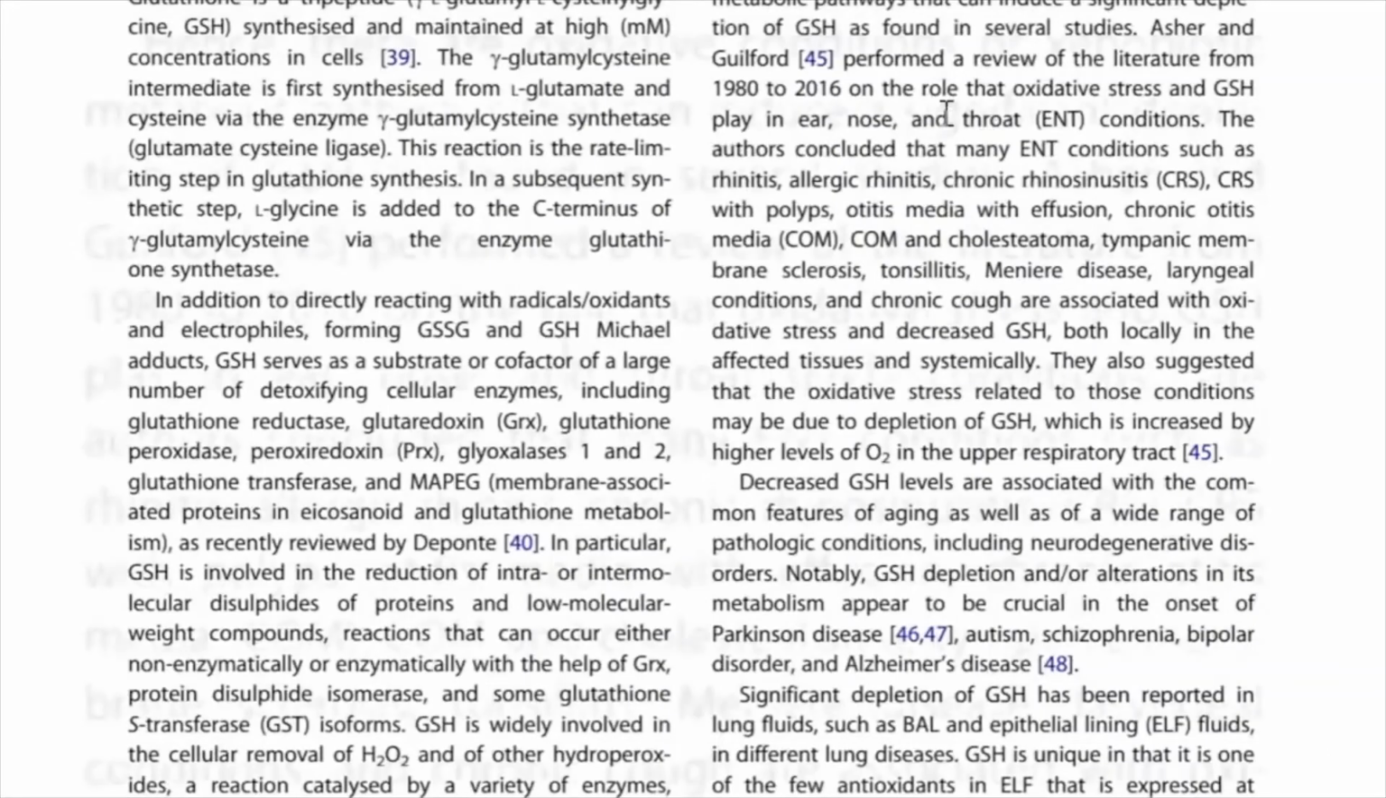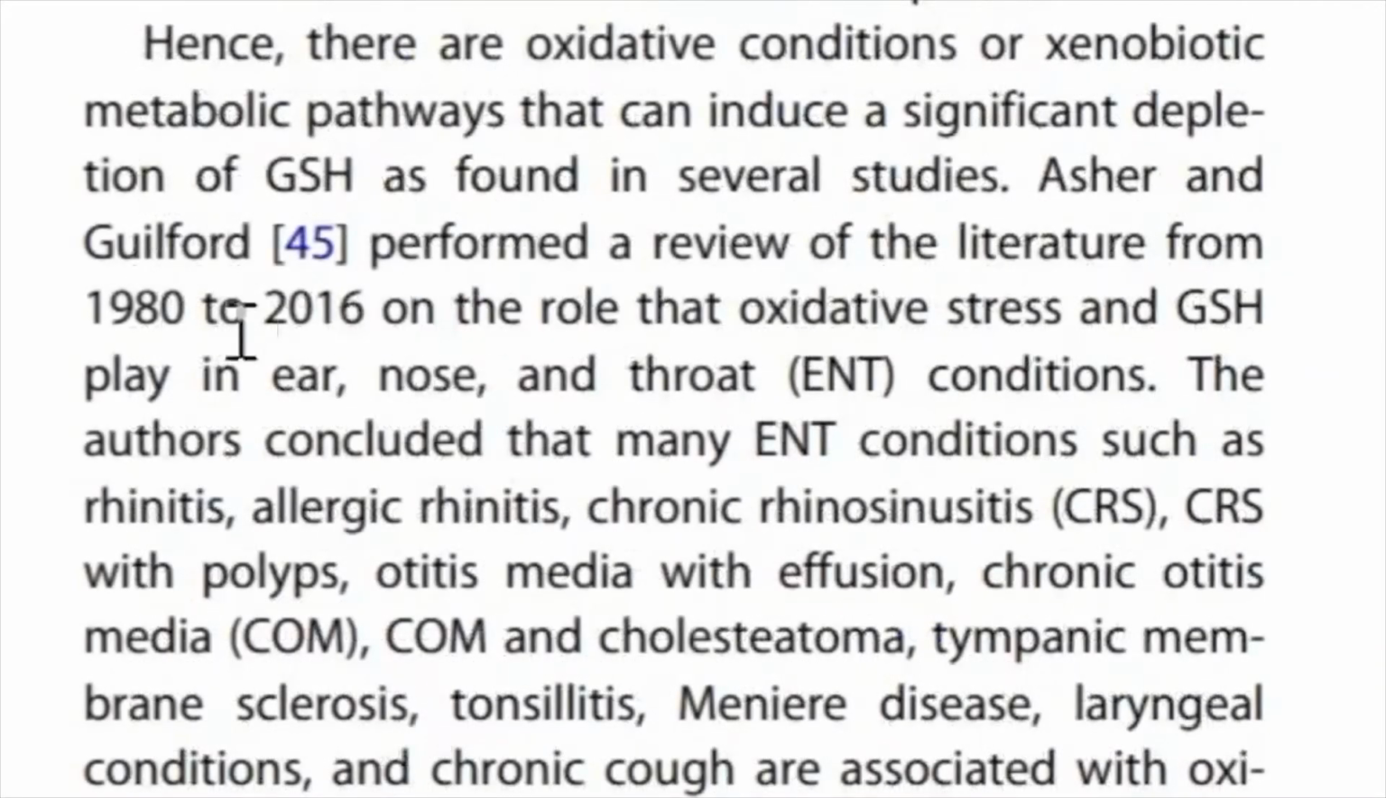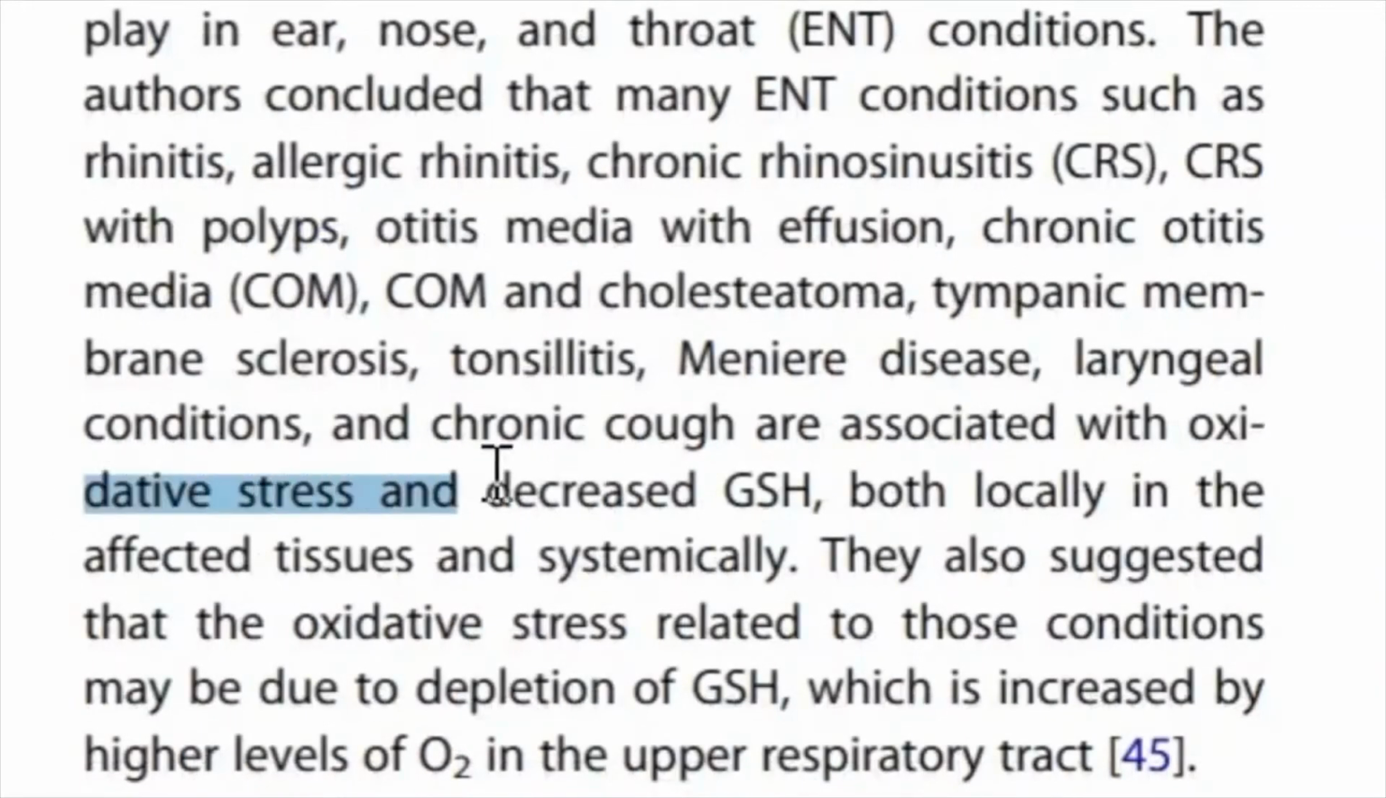It says here that they performed a review of the literature from 1980 to 2016 on the role of oxidative stress and glutathione play in the ear, nose, and throat conditions. The authors concluded that many ENT conditions such as rhinitis, allergic rhinitis, chronic rhinosinusitis with polyps, otitis media with effusion, chronic otitis media, and cholesteatoma, tympanic membrane sclerosis, tonsillitis, Meniere's disease, laryngeal conditions, and chronic cough are associated with, you guessed it, oxidative stress and decreased glutathione, both locally in the affected tissues and systemically.